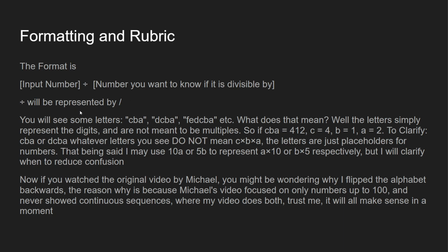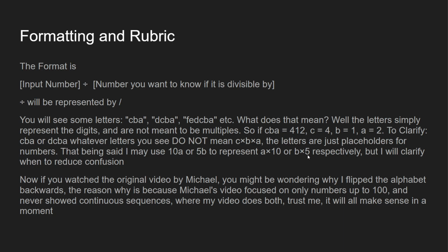So, you're gonna see some letters here, like CBA or DCBA or FEDCBA. Now, what does that mean? Well, it simply is meant to represent the digits. They are not multiples. So, if you see CBA equals 412, that means that C equals 4, B equals 1, and A equals 2, okay? Like I said, these letters are not meant to be multiplied together. It does not mean C times B times A. These are just placeholders for the numbers.